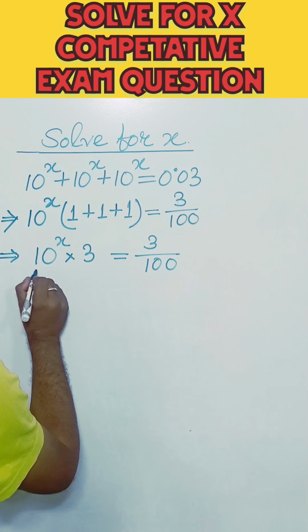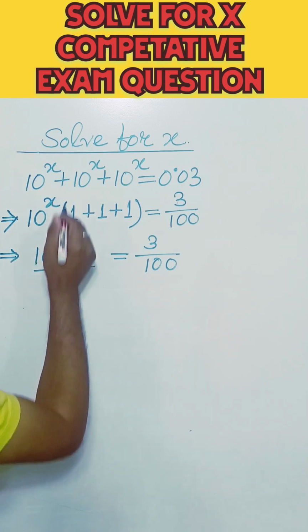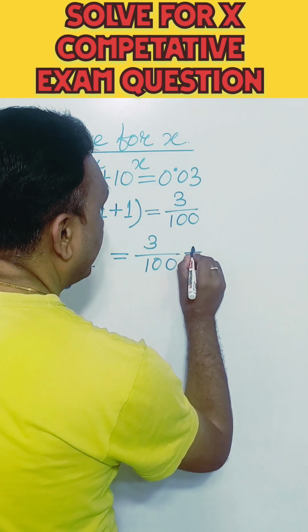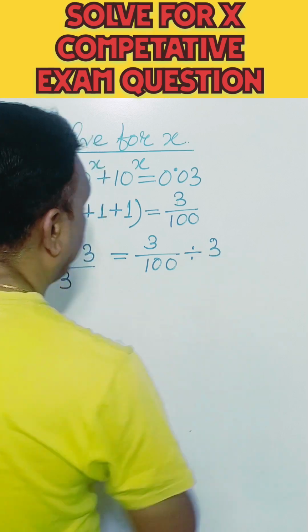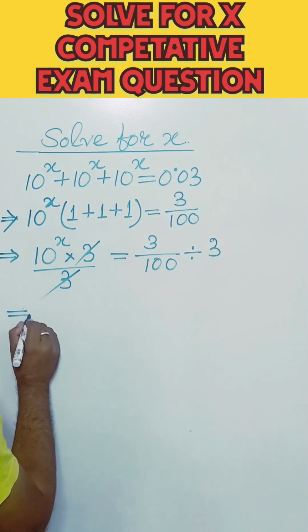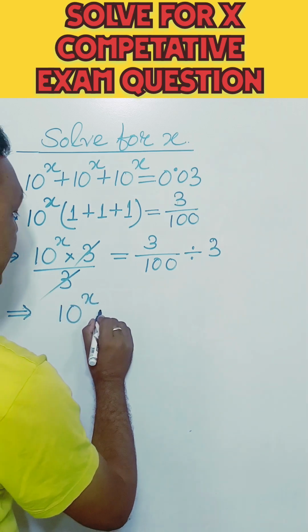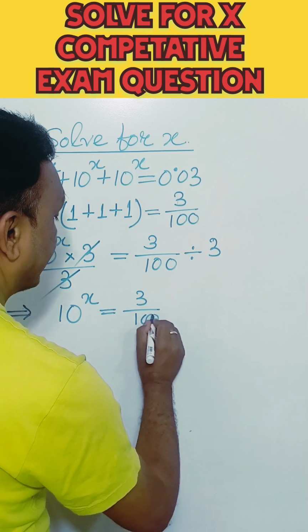Now I'll divide it by 3 because we are going to find out the value of x. So I'll divide it by 3. Here also same thing, I'm going to divide it by 3. So these three will cancel with each other. Then we will get 10 raised to the power x. Here 3 divided by 100.